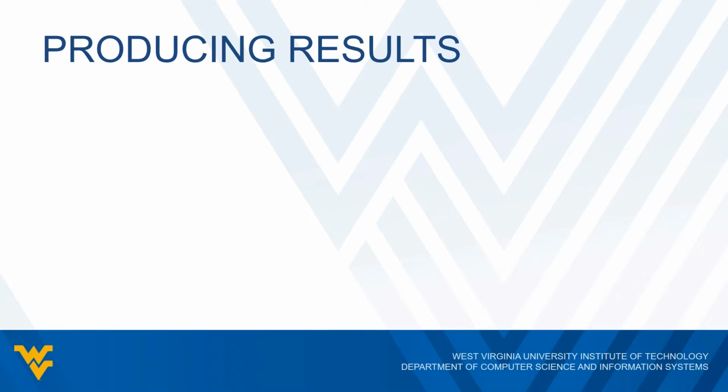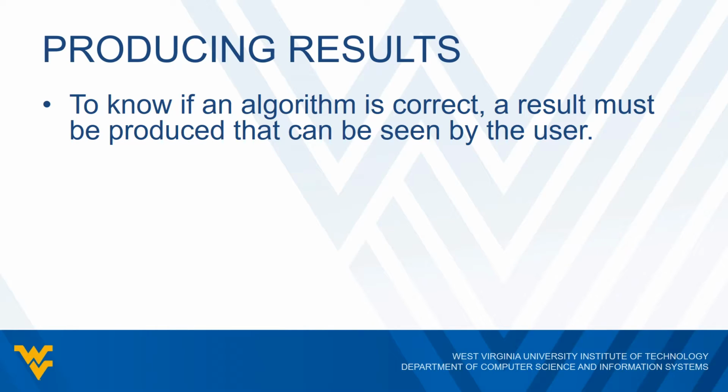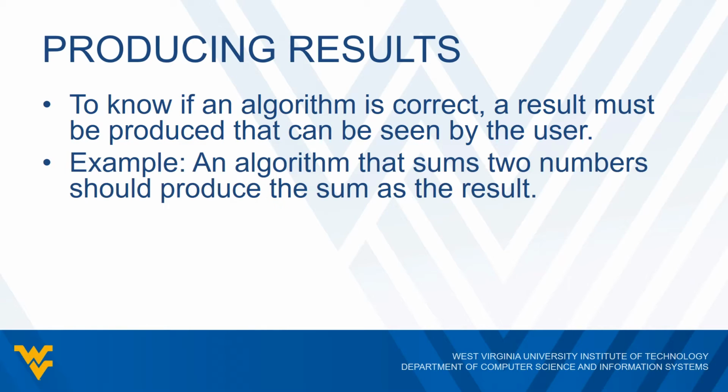We'll now take a look at the next part of the definition of an algorithm, where we're producing a result. If we want to know if an algorithm is correct, we need to get some kind of output. There has to be some type of result generated that we can see. If there's no result printed, or no output, how do we know whether our algorithm actually worked or not? For example, if we have an algorithm that gets the sum of two numbers, it should produce the sum as the result. And we can check that and see, is that actually the sum of our two numbers? If so, then our algorithm is good. If it didn't work, then something went wrong with our algorithm. But there has to be some type of result that's produced so we can check to see that our algorithm is in fact correct.